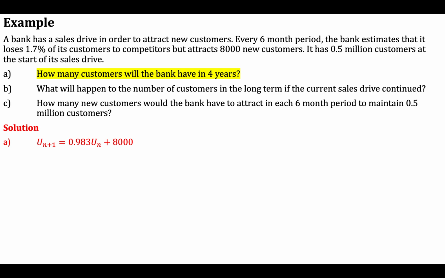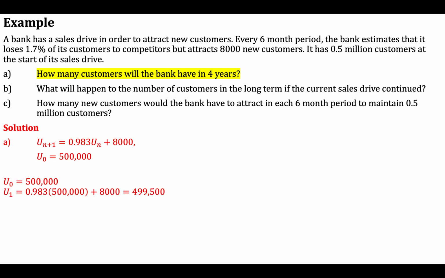The initial number of customers is 500,000. It says that that's at the start of its sales drive, and we know that in order to define a recurrence relation, we need an initial value. So that is U0 equal to 500,000. And we want to know how many customers will the bank have in 4 years. So we know that U0 is 500,000.